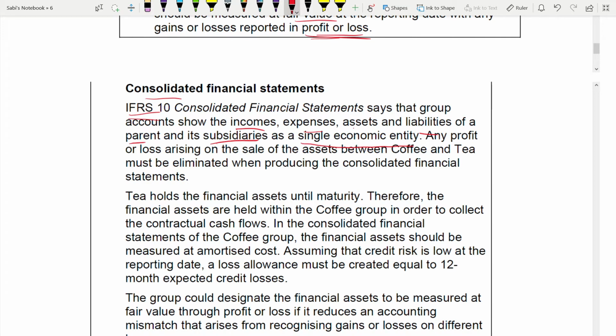Okay. So any profit or loss arising on the sale of assets between Coffee and Tea will be eliminated because they are the same group. They are under the one group only. They are not selling it externally, outside the group. It's internal only, from subsidiary going to parent or from parent coming to subsidiary. It's the same thing. So it has to be eliminated. You cannot recognize any profit or loss if there is any transaction between parent and subsidiary or the subsidiary and the parent. Right? So eliminate it when you're producing the consolidated financial statement.